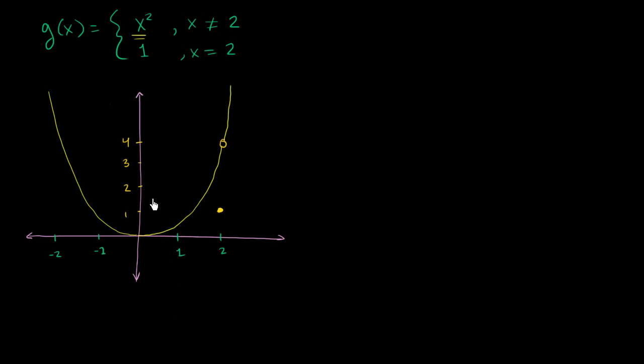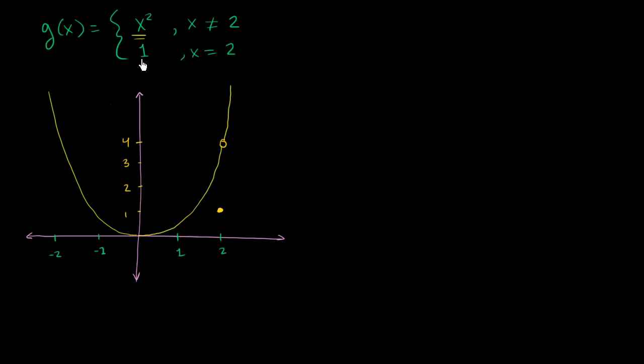You can define a function however you like. And so notice, it's just like the graph of f of x is equal to x squared, except when you get to 2, it has this gap, because you don't use x squared when x is equal to 2.